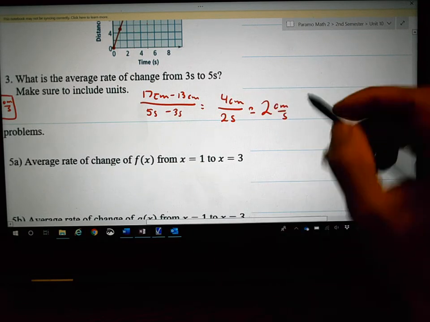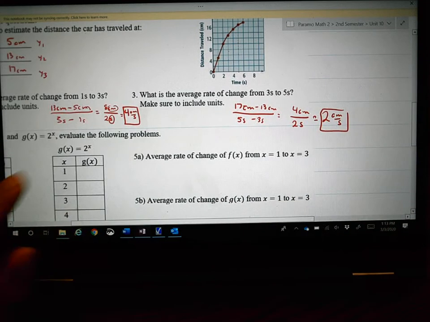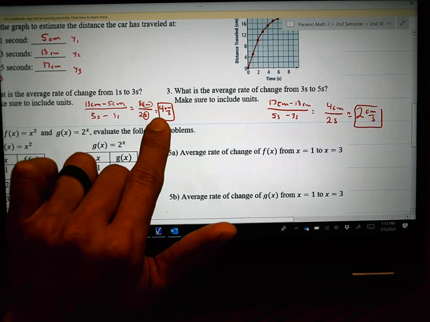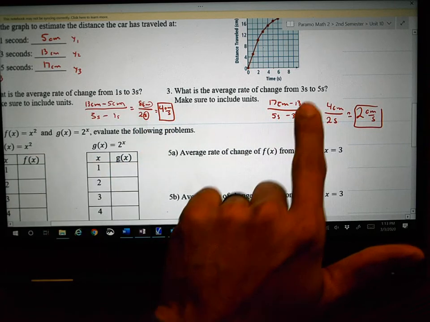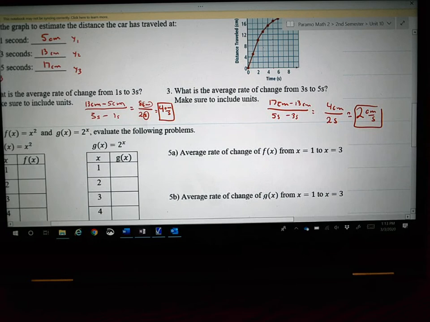Now think about that answer, because your very next question is going to say from 1 second to 3 seconds, it's going 4 centimeters per second. From 3 seconds to 5 seconds, it's going at 2 centimeters per second. You've ridden in a car before. So if you were going this many miles per hour and then this many miles per hour and it's going smaller, what's happening to that car?